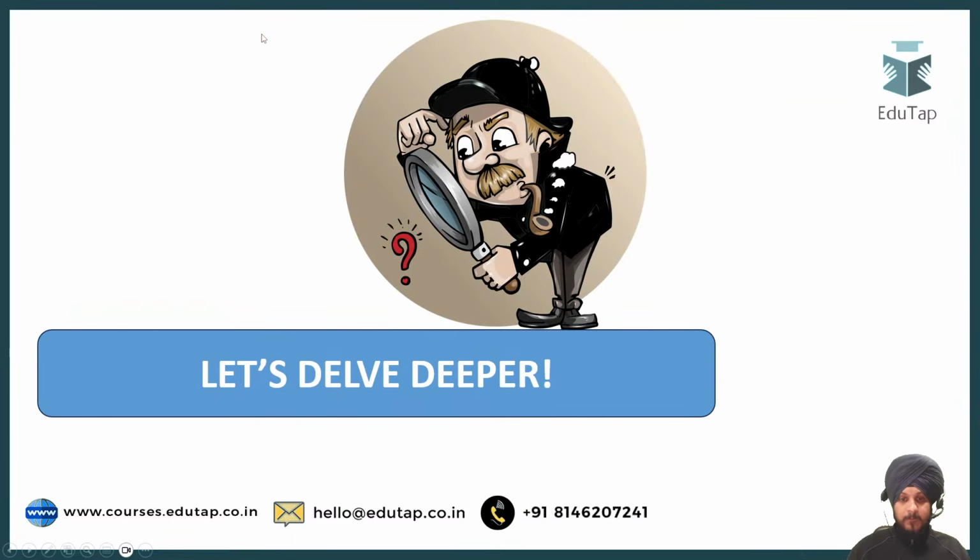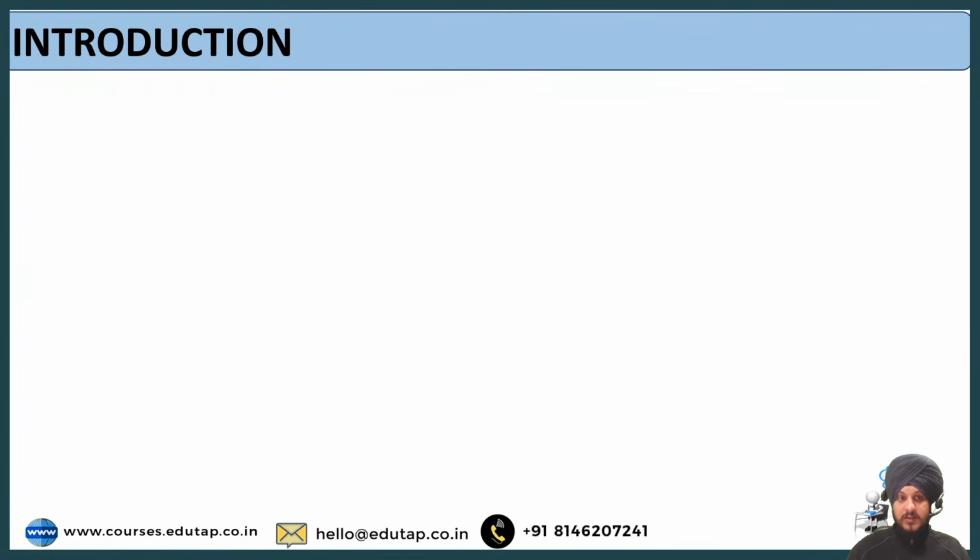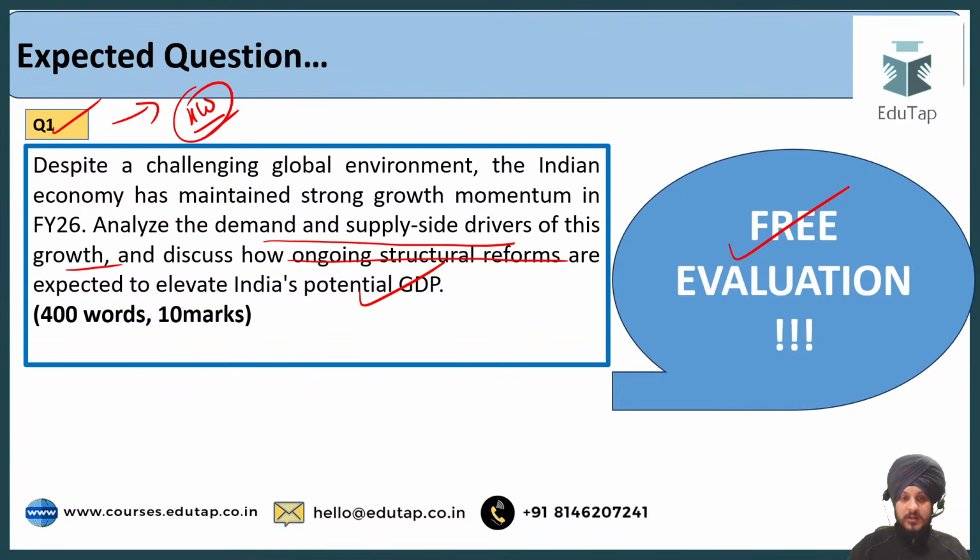Now let us begin, and let us see the first part of the answer, which is nothing but the introduction. The question is regarding the fact that the global environment is changing. But if we talk about the Indian economy, to a huge extent it has maintained strong growth, and we have to analyze the demand and supply factors with respect to that.